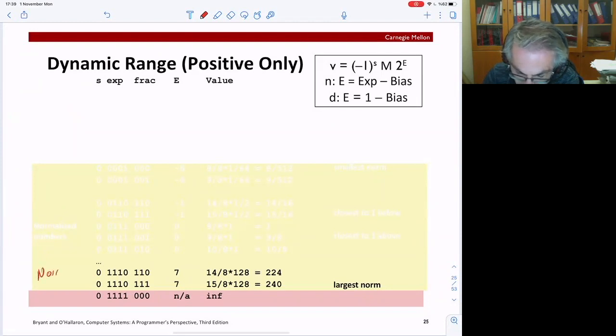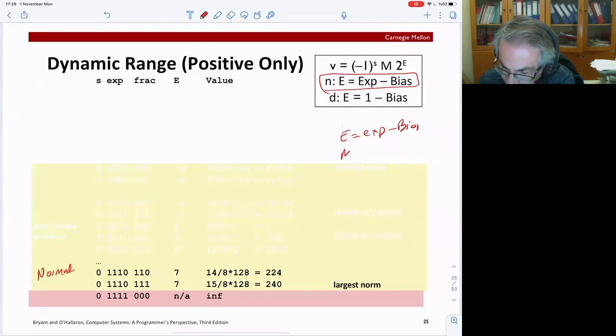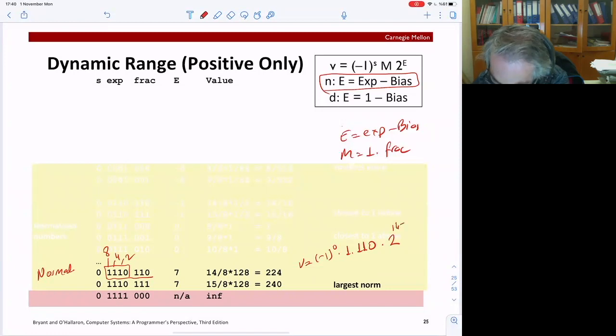Let's go ahead, and when we go up, then we start to represent larger numbers. Again, we are in this normalized mode, and in the normalized mode, remember that E was equal to exponent minus bias, and then M was 1 dot frac. So the value is minus 1 to the power 0 times 1 dot 1 1 0 times 2 to the power 14 minus 7, and this is 2 to the power 7, and what you get is 224.